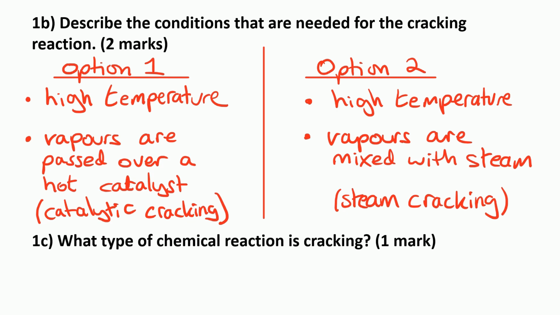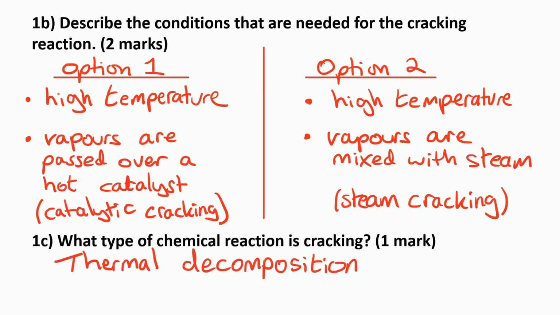Question C. What type of chemical reaction is cracking? Well, it's a thermal decomposition reaction. Thermal meaning we're using heat, and decomposition means the molecule is breaking down.